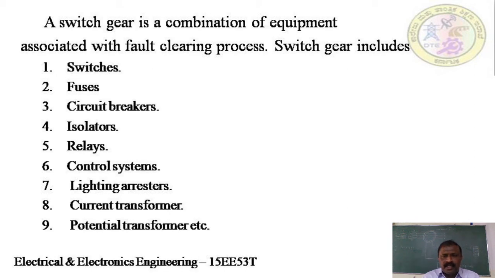Since switch gear is a general term given for the equipment of the fault clearing process, the switch gears include the switches, fuses, circuit breakers, isolators, relays, control system, then lightning arresters and instrumentation transformers, etc.